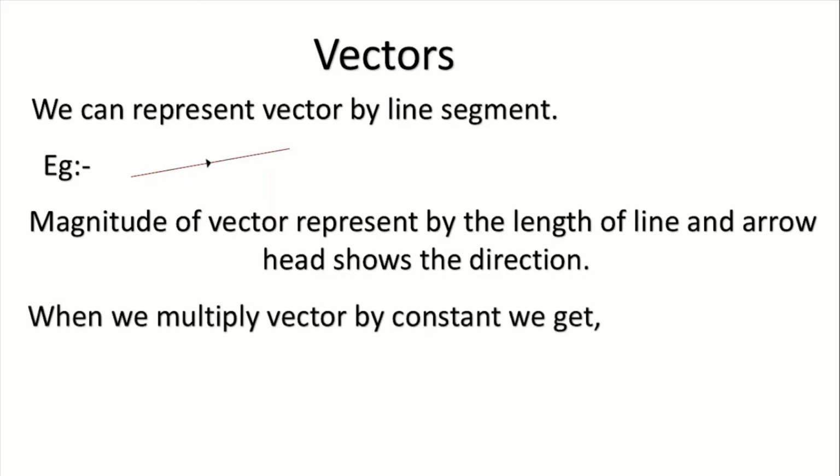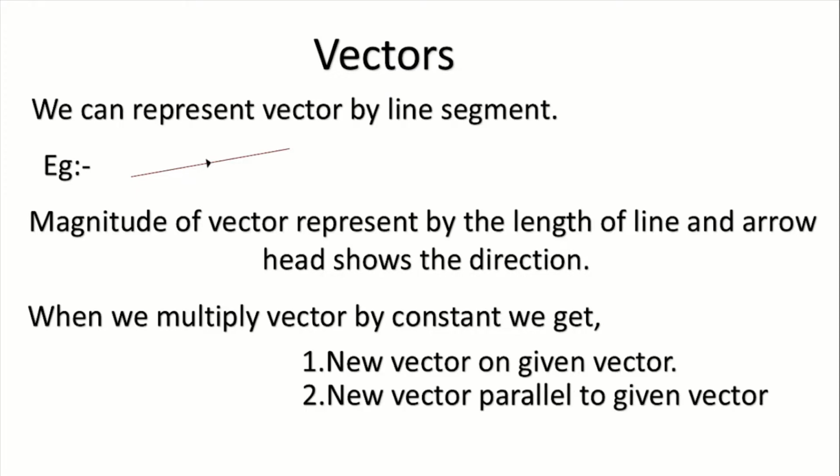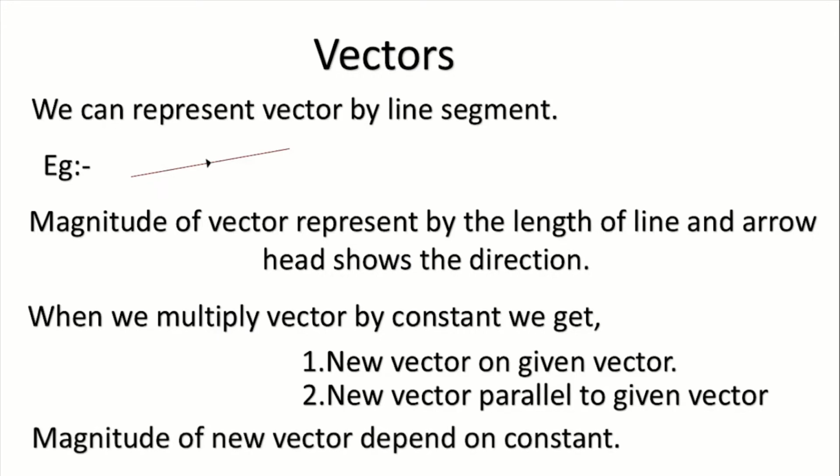When we multiply a vector by a constant, we can get two types of vectors. The first one is a new vector on the given vector, and the second one is a new vector parallel to the given vector. The magnitude of this new vector depends on the constant that we multiply.